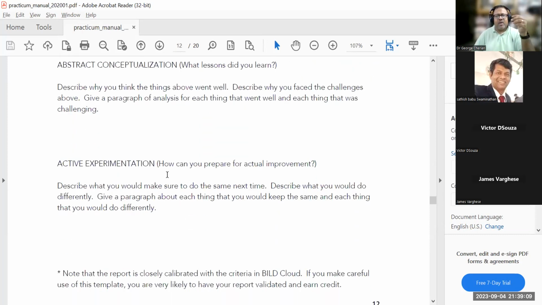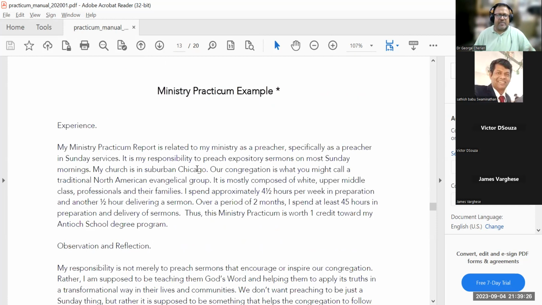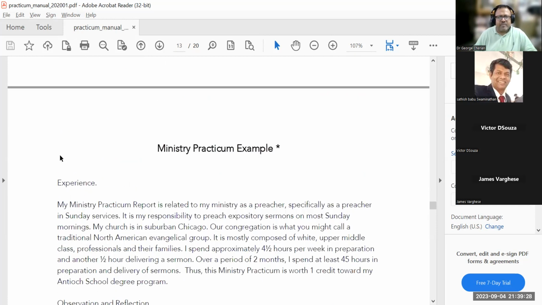The last is, how can you prepare for actual improvement? That means from what you did well, how you would do it again. What went bad, how you will change, and how will you get it done better. That's all the thing that is there. So there's a ministry example here.